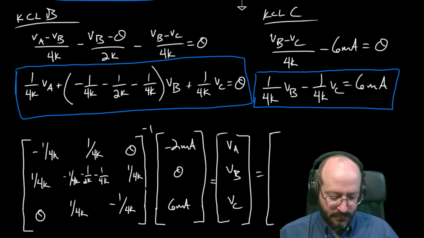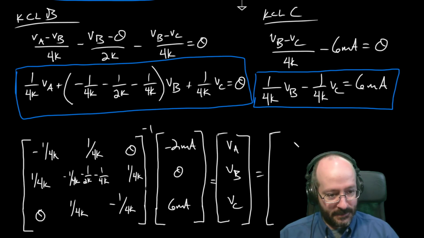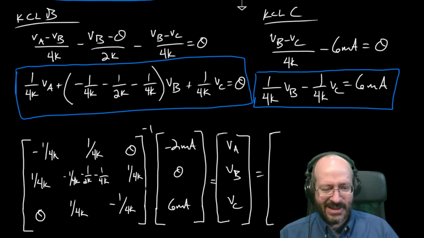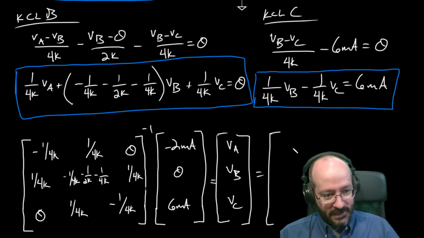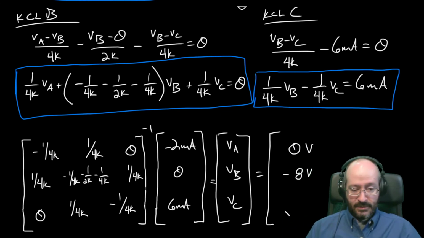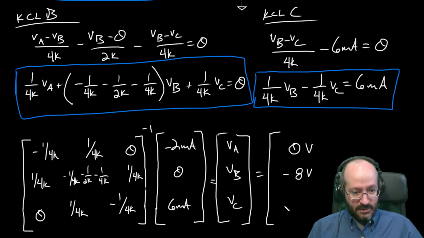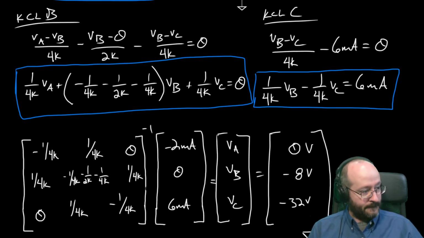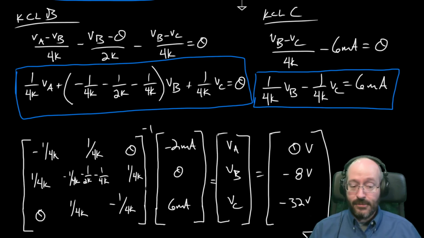Okay. That is a really small number. It is so small, I'm going to call it 0. 700e negative 15. I'm going to call that 0. Because it's very small compared to my other answers, which are negative 8 volts. It's behind my head. Let me scooch over here. And negative 8 volts and negative 32 volts. Okay. Now I have my node voltages.